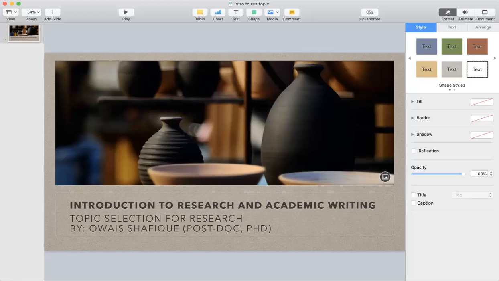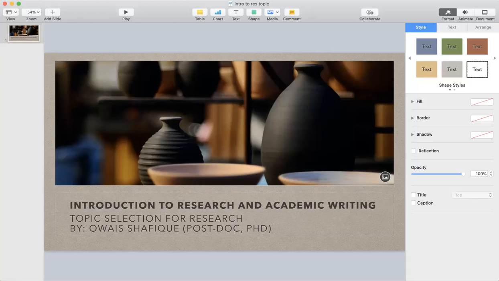So, we are here to discuss our today's topic, that is Introduction to Research and Academic Writing. The topic today is topic selection for research. Now, we will discuss how do you select a topic for research, how do you find your topic, what are the things that you should look for, and how can you find a good topic for your research. It could be for any research, for PhDs or MPhil or even just a research paper.